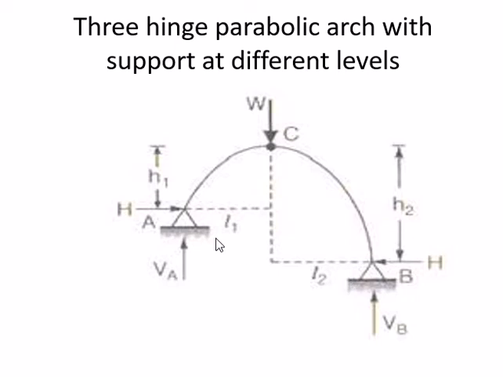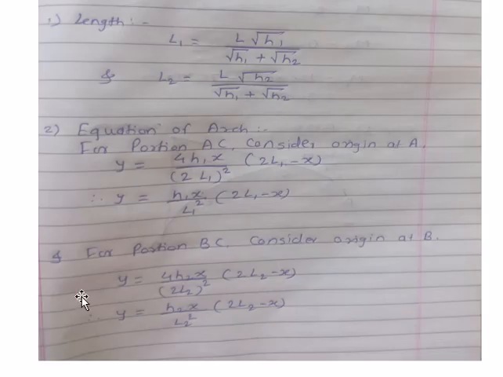So let us start with the analysis. How to analyze this three hinge parabolic arch with supports at different level? For that we have to calculate the lengths of the different parts of the arch. So in step 1 we have to calculate the length of the arch.